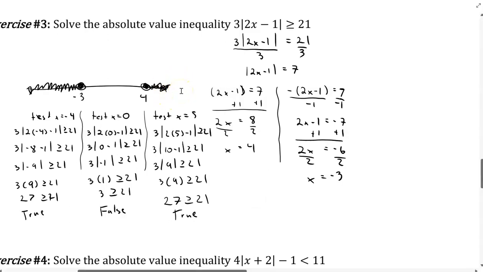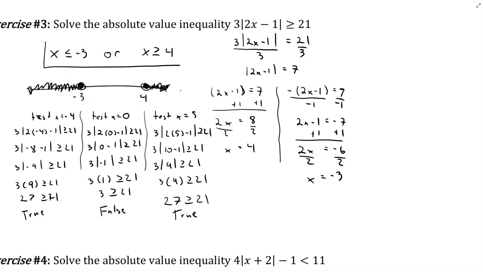And now that we've done that, we can write our inequality, and I'll just do that above. So here I have the shaded section x is less than or equal to -3. Here I have this gap, so we'll use the word or. And then we have our shaded section x is greater than or equal to 4. And so there is our solution.